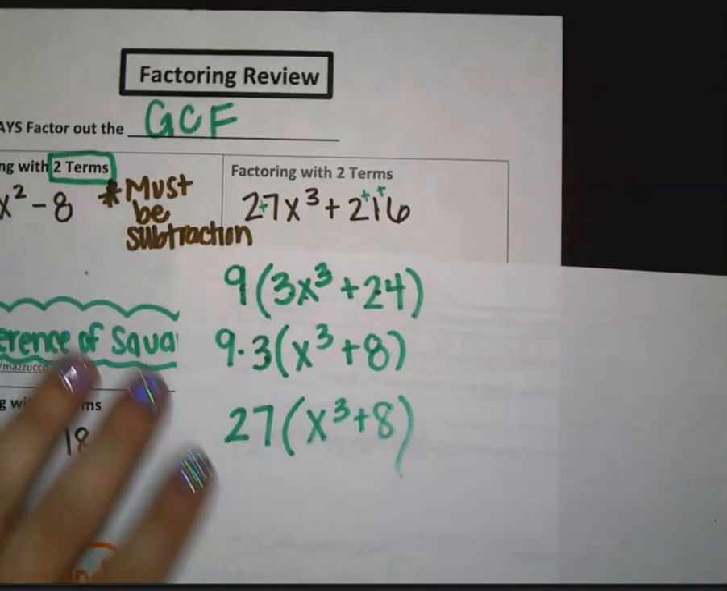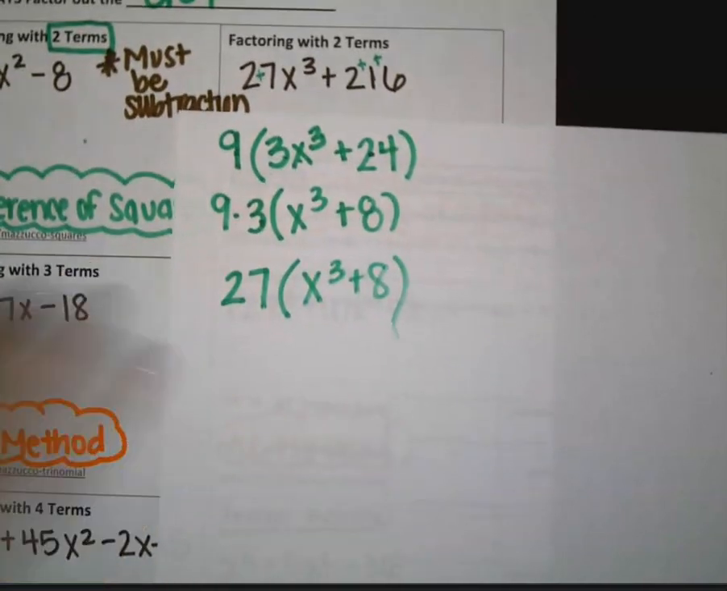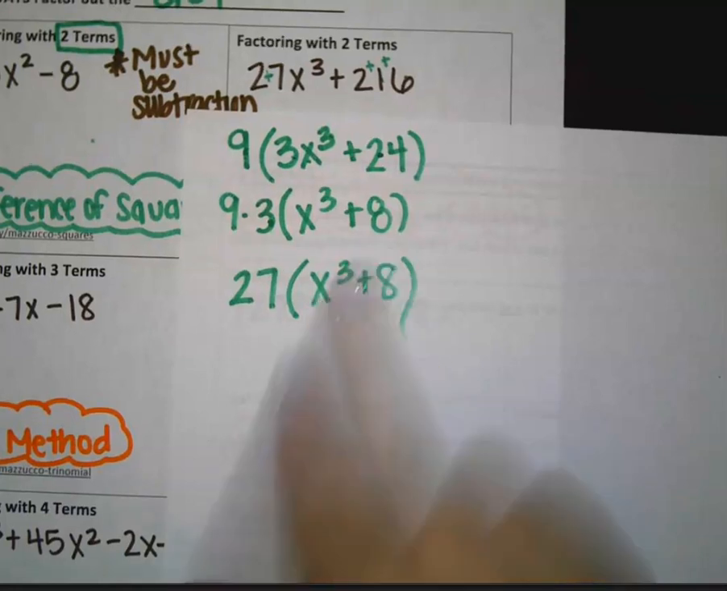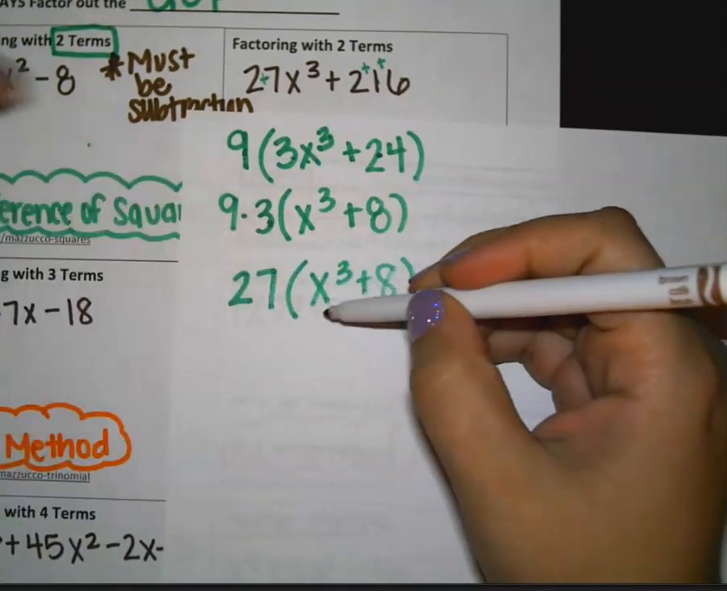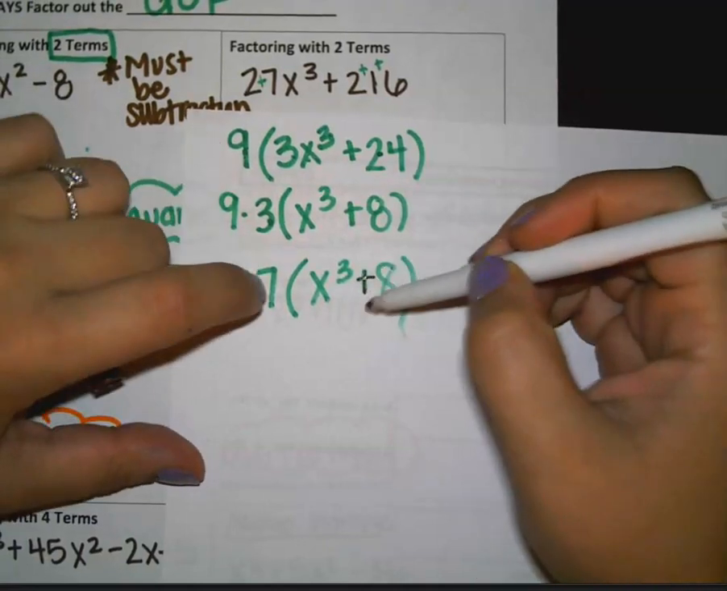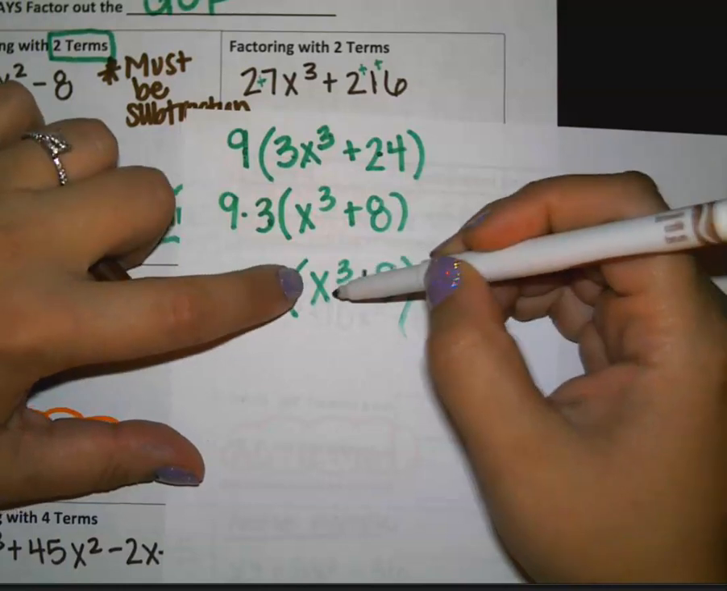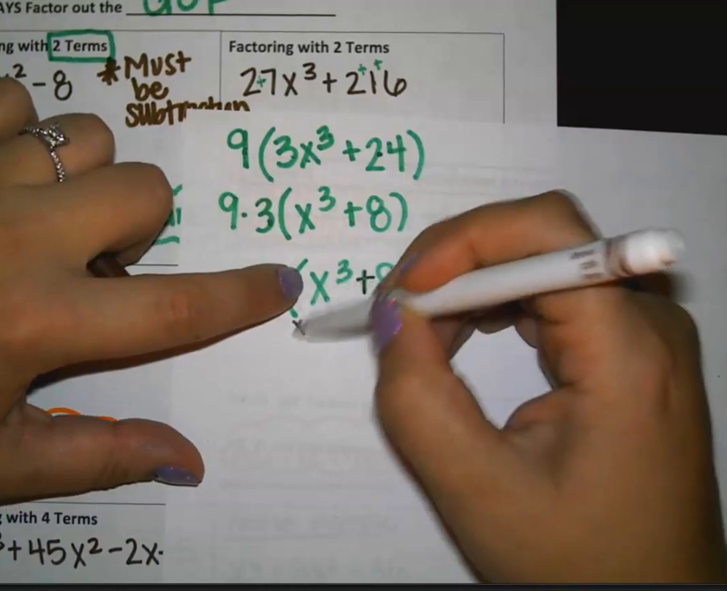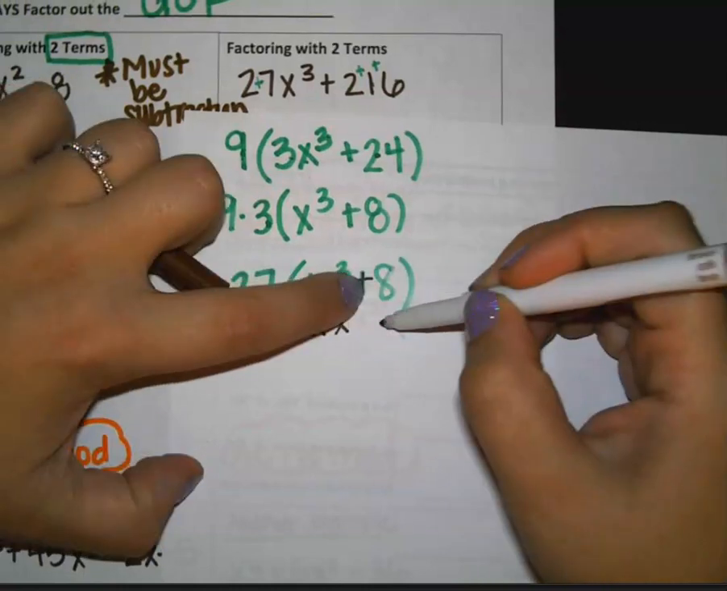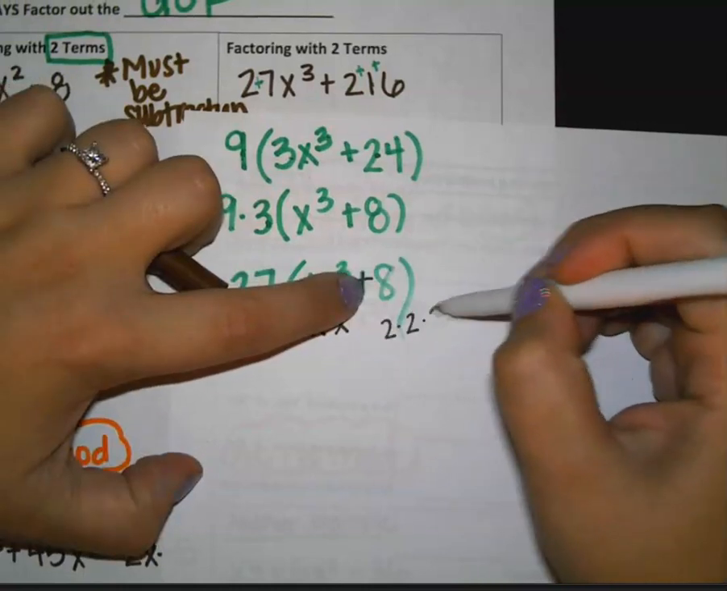The next thing we need to do is look at how many terms there are. There are 2 terms here. So when there are 2 terms, we look to see if there are squares, if there's a minus, but because it's a plus, our only option is to see if there's anything cubed. So x times x times x makes x cubed, and 2 times 2 times 2 is 8.